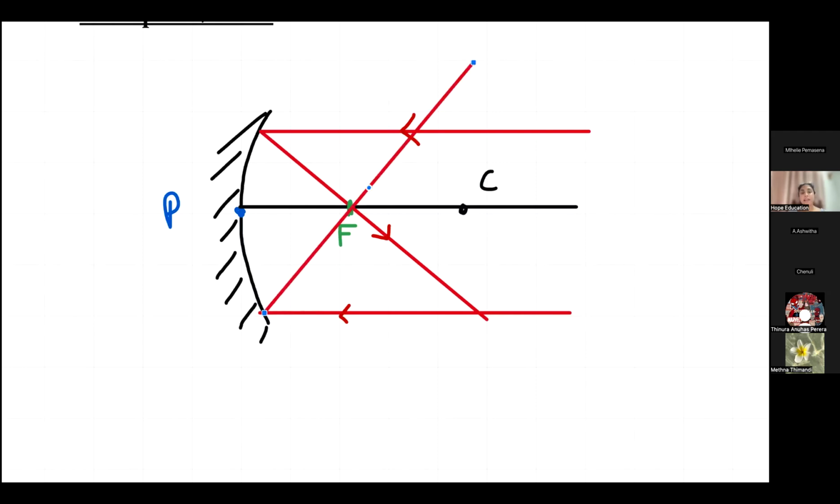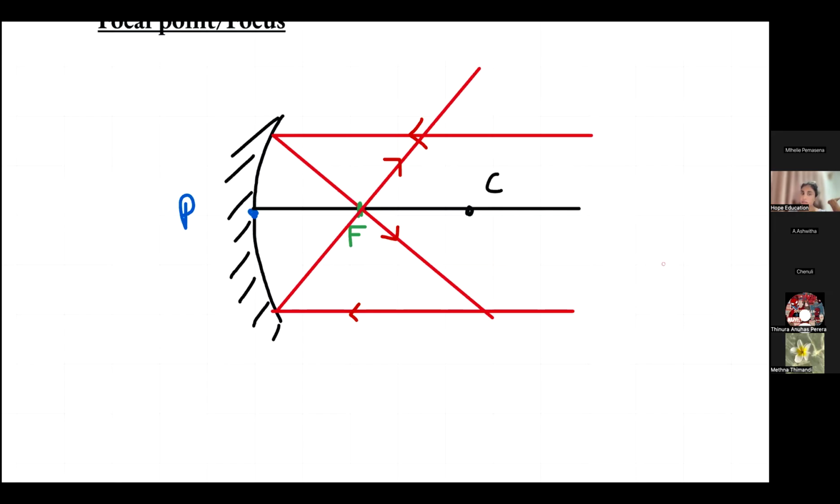Any light ray that you send parallel to the principal axis, when it gets reflected, the point where it meets the principal axis is what we call the focus or the focal point. Is that clear, Lamai? Is it clear?